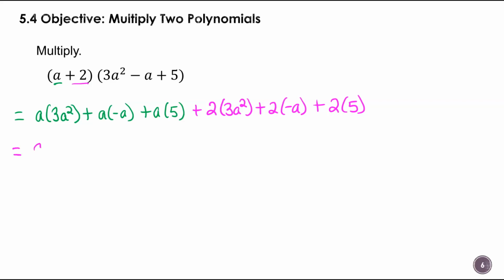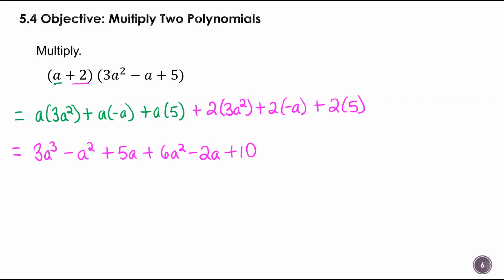So I'm going to have 3a to the third power minus a squared plus 5a. Then it's plus 6a squared minus 2a. And then, right, because negative 1 times 2 gives me a negative 2a, plus 10.